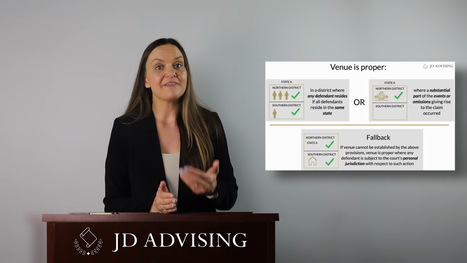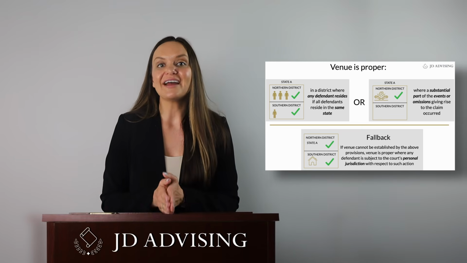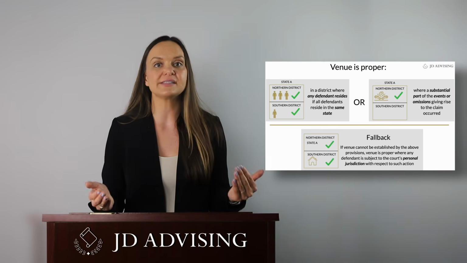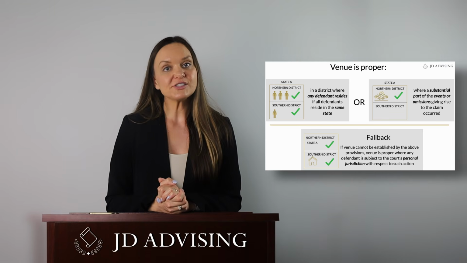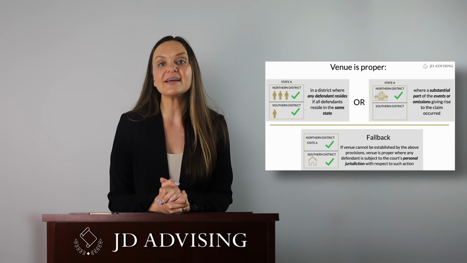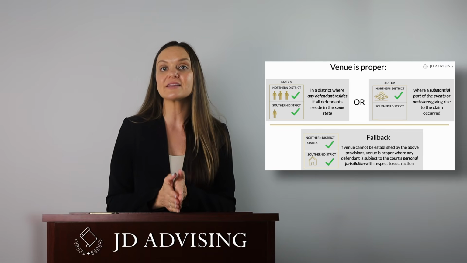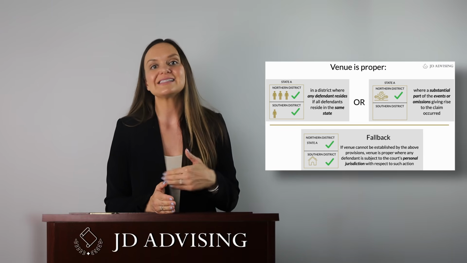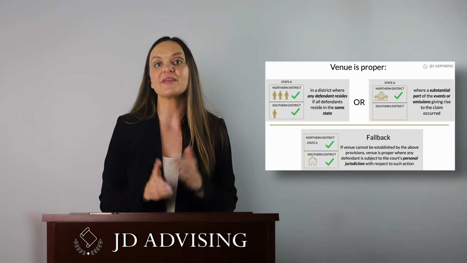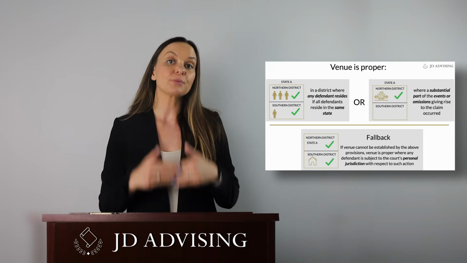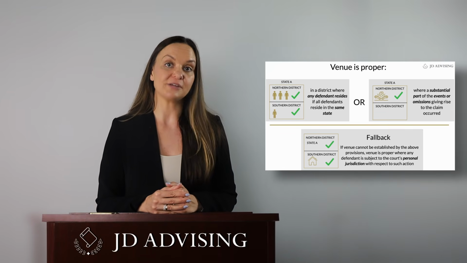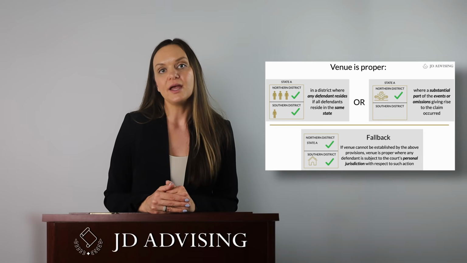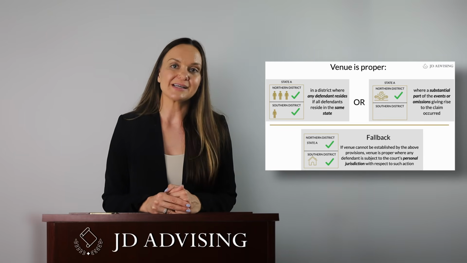To determine the proper venue, the law states that venue is proper where any defendant resides if all defendants reside in the same state, or in a district where a substantial part of the events or the omissions giving rise to the claim occurred. And then there's a narrow fallback provision that states that if venue cannot be established under that general rule, then venue is proper where any defendant is subject to the court's personal jurisdiction with respect to that action. But the fallback provision has not yet been tested.